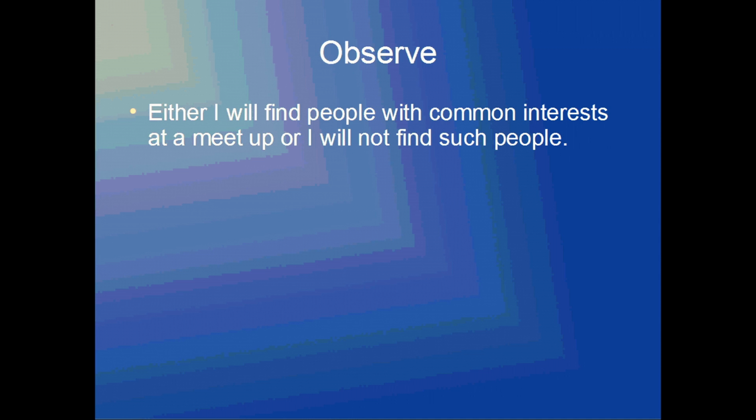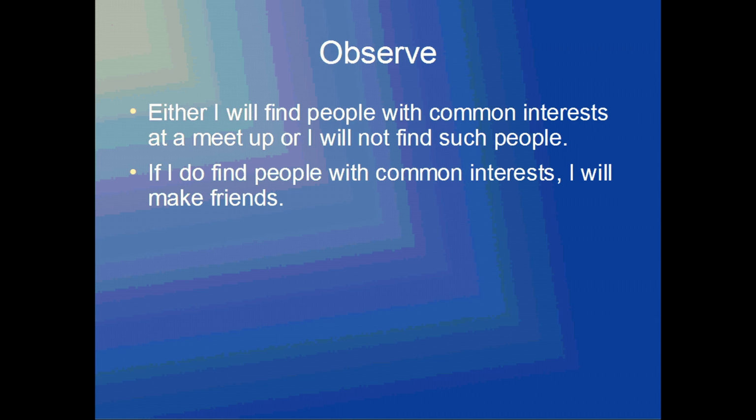Okay. So there we have a mutually exclusive disjunctive proposition. In a mutually exclusive disjunctive proposition, you have the same predicate for both disjuncts. So in this case, I would be the subject in both disjuncts, and you have the same predicate in both, but the difference is that in the second disjunct, the predicate is negated. First disjunct, the predicate is will find people with common interests at a meetup. Second disjunct, the predicate is will not find such people. Only one of those disjuncts could be true. They can't be true at the same time.